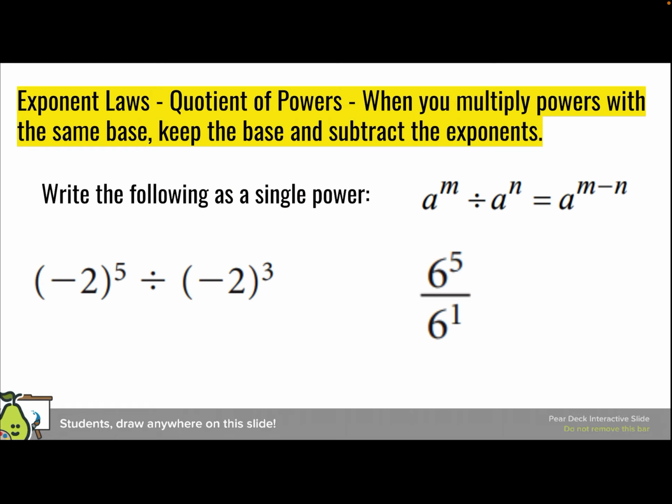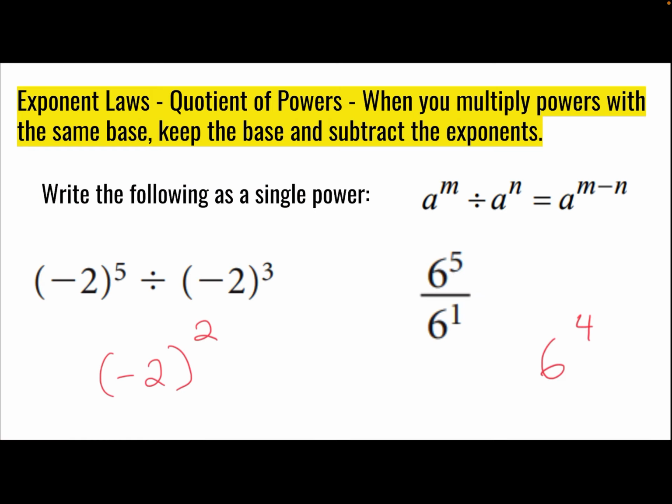Okay. So let's see what happens. So negative 2 to the 5 divided by negative 2 to the 3. So I keep the negative 2 as my base, and 5 minus 3 is equal to 2. Bingo, right? And then for 6 to the 5 divided by 6 to the 1, I keep the 6 as my base, and 5 minus 1 equals 4.